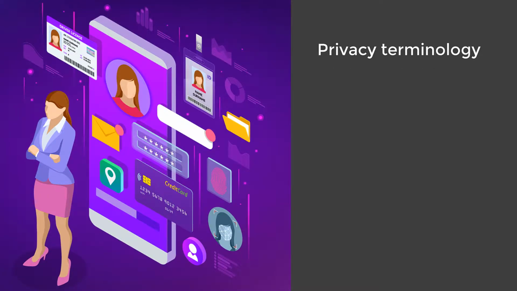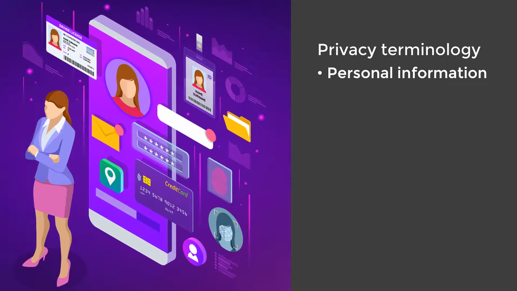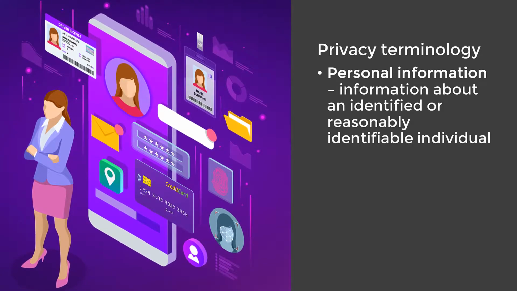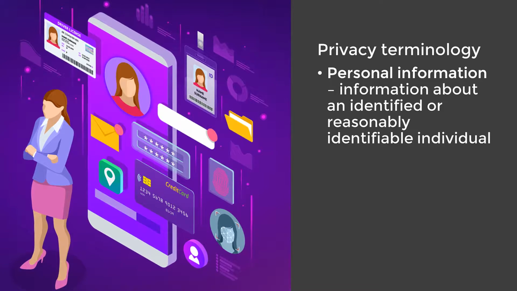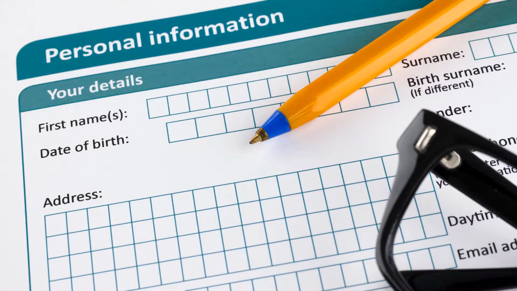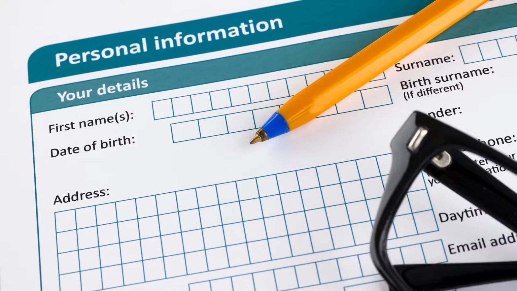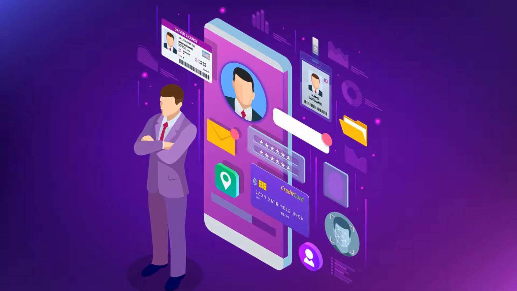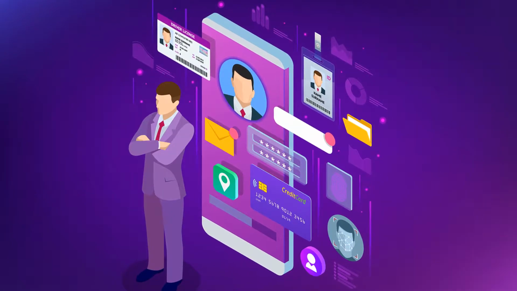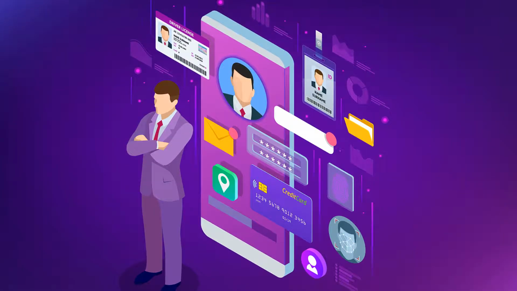Personal information is information about an identified or reasonably identifiable individual. It doesn't matter if the information is true or not. Some personal information examples are an individual's name, signature, address, and telephone number. It can also be their date of birth or their bank account details, and even an opinion about a person.